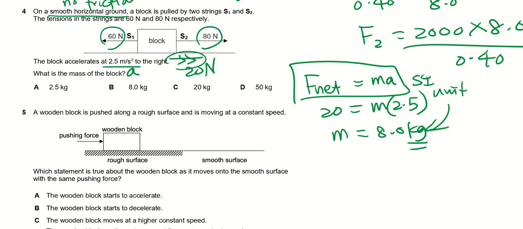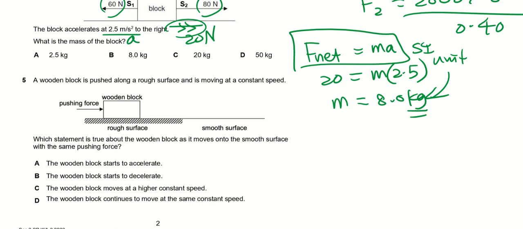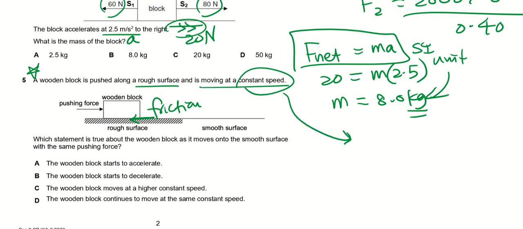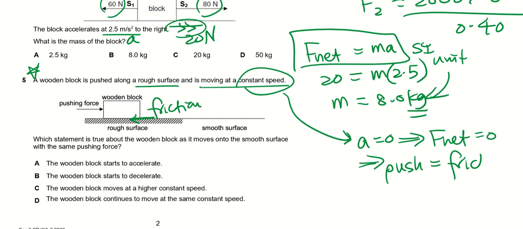Okay, question 5, I still see wooden block, and it is actually being pushed along a rough surface and moving at constant speed. So this statement is very important. That means over here, there is friction. And how much is the friction? Based on this constant speed theory, my acceleration is 0. If acceleration is 0, that means I can think of my F net to be 0. But I have a pushing force against a friction force, so I can deduce that the pushing force is equal to the friction. Equal and opposite. That is why they cancel each other to result in F net to be 0.